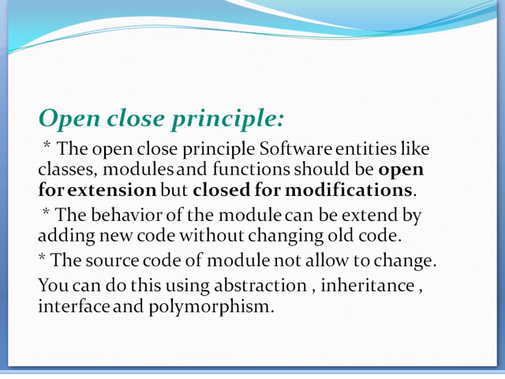The open-closed principle: software should be open for extension but closed for modification. This means allowing the addition of a new function without changing the source code. You can do this using abstraction, inheritance, interface, and polymorphism.